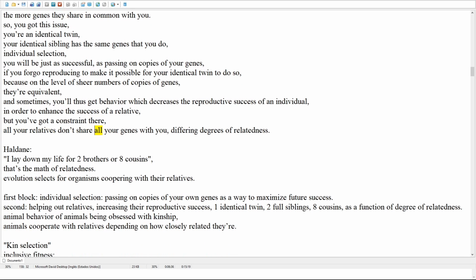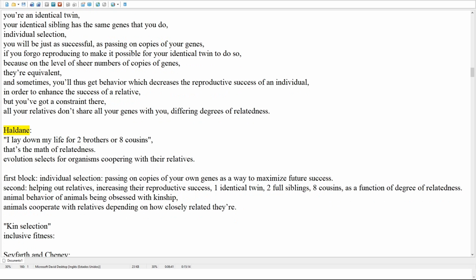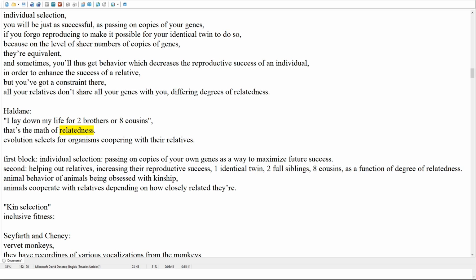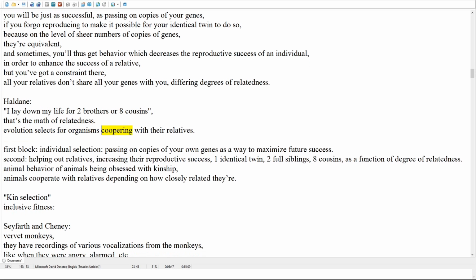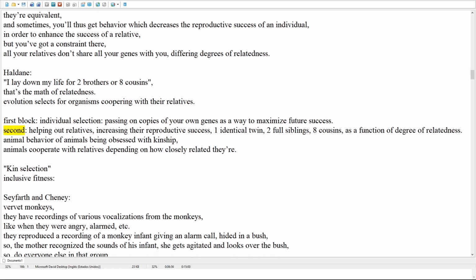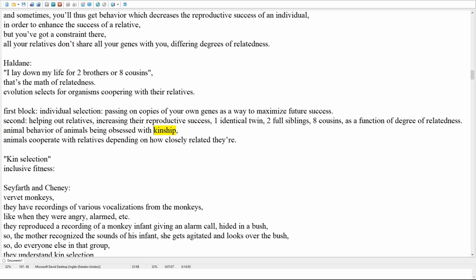All your relatives don't share all your genes with you, differing degrees of relatedness. Haldane: I'd lay down my life for 2 brothers or 8 cousins. That's the math of relatedness. Evolution selects for organisms cooperating with their relatives. First block, individual selection, passing on copies of your own genes as a way to maximize future success. Second, helping out relatives, increasing their reproductive success, 1 identical twin, 2 full siblings, 8 cousins, as a function of degree of relatedness. Animal behavior of animals being obsessed with kinship.